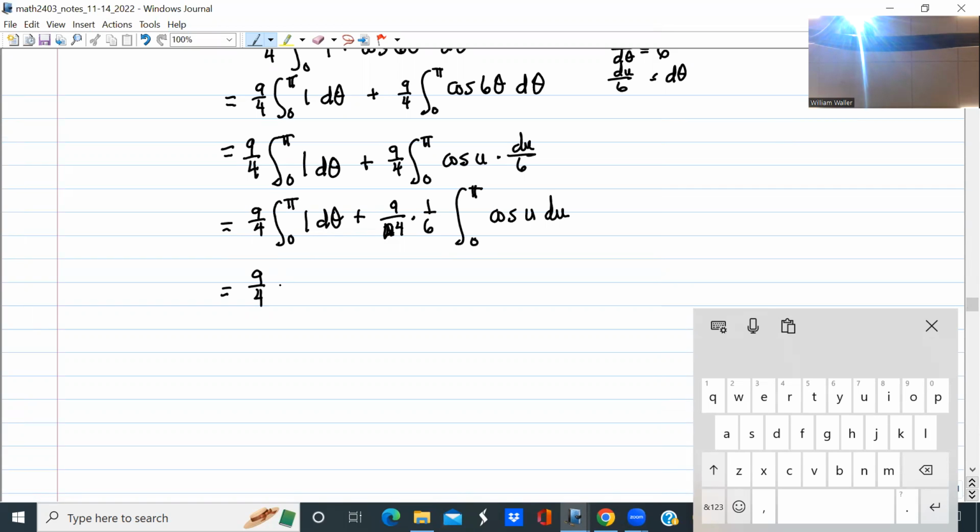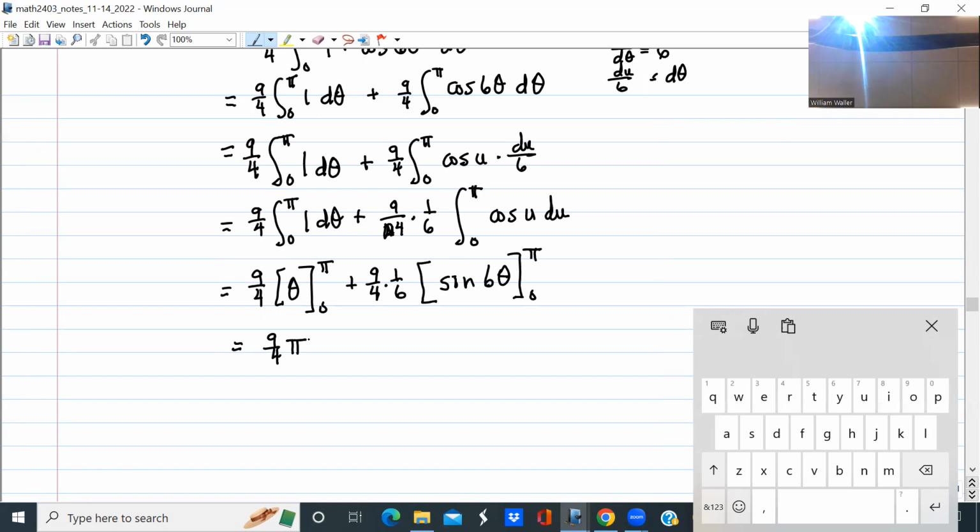So let's see. So I have 9/4. The antiderivative is just theta. And that's evaluated from 0 to pi. And then I have 9/4 times this 1/6. And all of this is going to be sine of what? Sine of u, but u was 6 theta. Is that correct? Also evaluated from 0 to pi. Well, if you do this one, when you plug 0 in for theta, of course, that's going to be 0. So all you're going to get is when you plug the pi in.